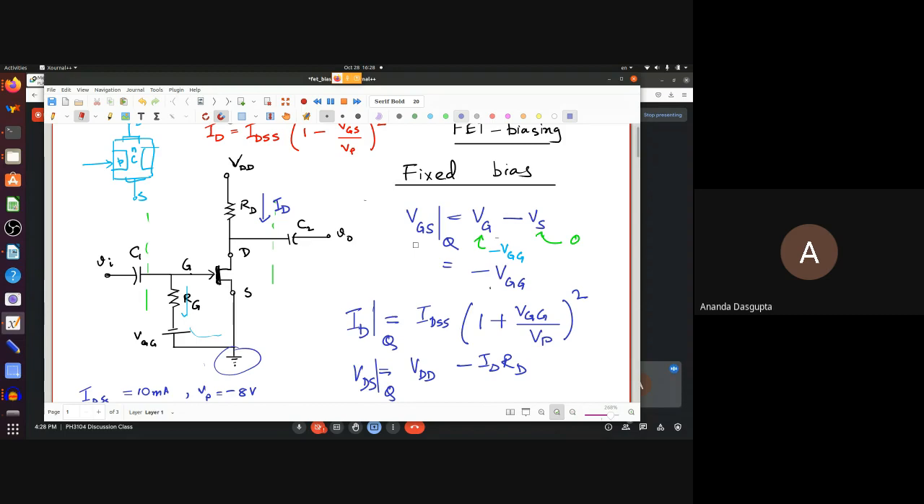VGG is a fixed battery, right? When you're doing AC, yeah, you replace VGG by 0 volts or a short, right? Now, can you now see why you need an RG? Without the RG, what would have happened? VGG is a short. For AC, this part is a short. This part just is like a shorted wire as far as AC is concerned. If RG had been 0, then VI will just connect to ground. So basically VI will be shorted to ground.